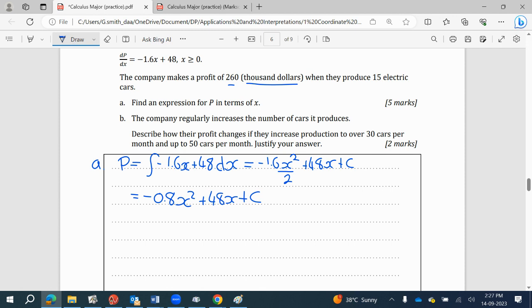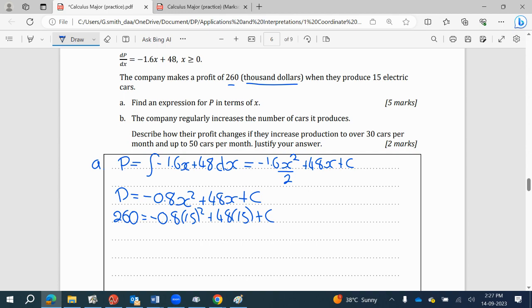Next, we have to enter our point. The company makes 260,000 for every 15. So 260 is the profit, and profit is the y value in our case. So we put 260 here, and then minus 0.8 bracket 15 squared plus 4.8 bracket 15 plus c. So carefully put your x and your y values in. This function is designed to use 260, not 260,000, but you interpret that in your answers.